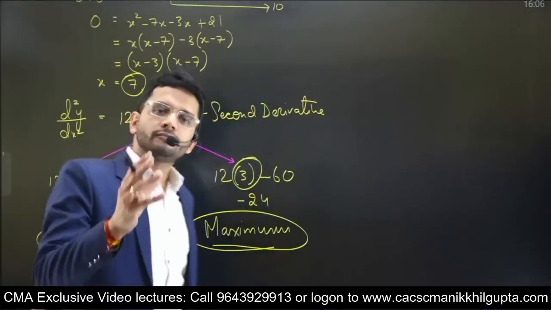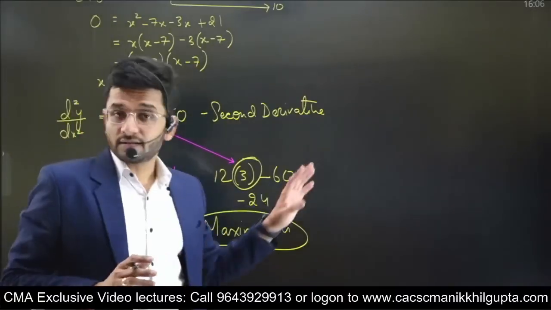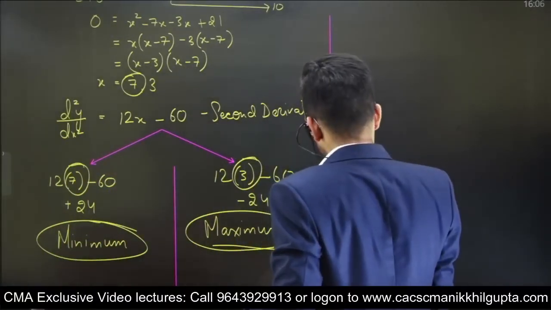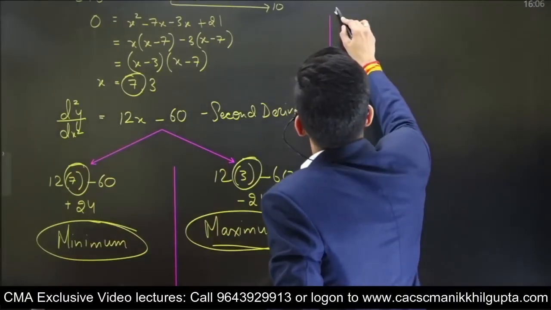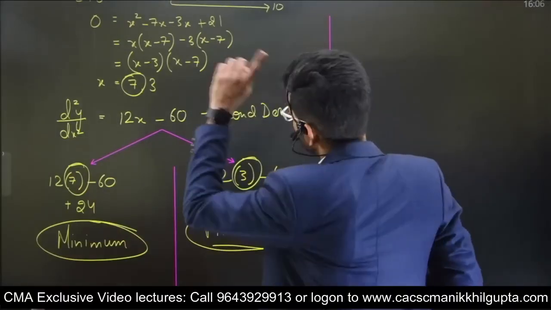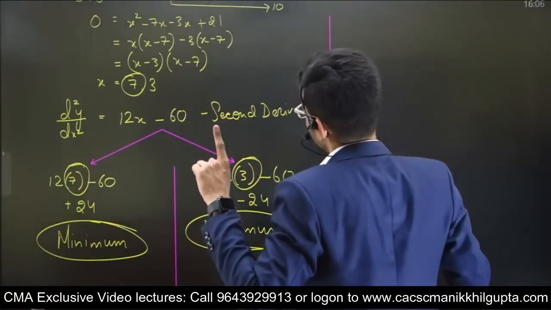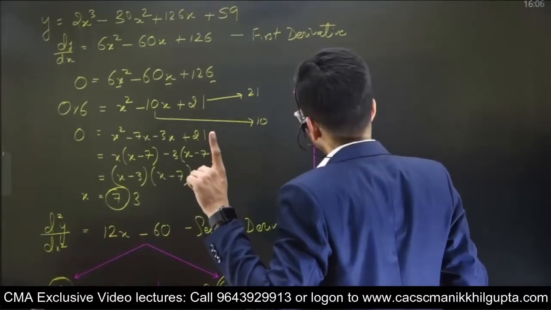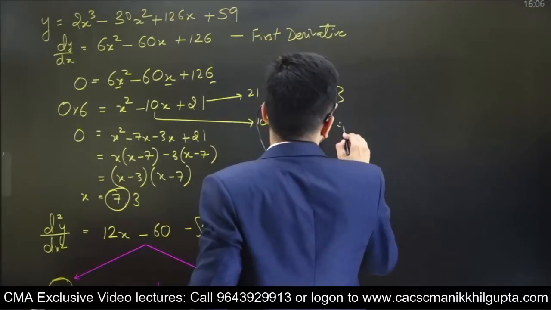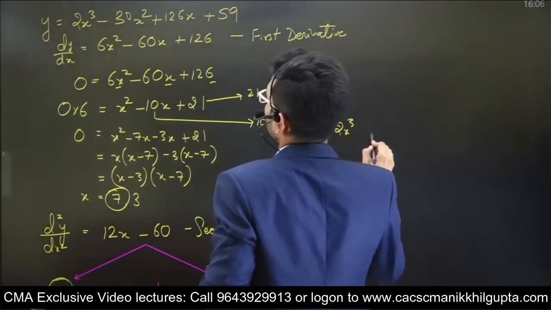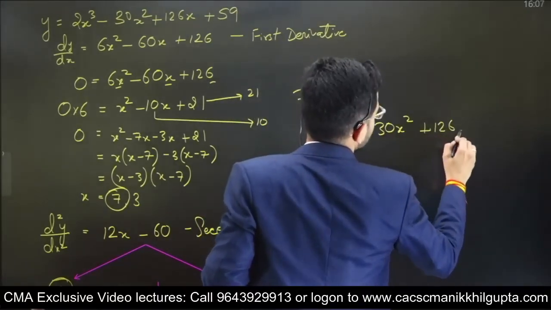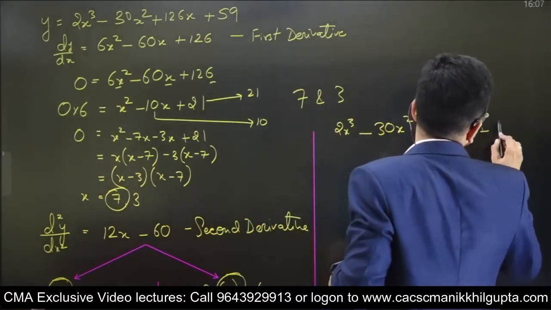Now I have to prove this conclusion to you. You don't have to prove this before the examiner, because the examiner already knows this. But just to prove it to you, I will put these two numbers in the equation. What is my original equation? My original equation is 2x cube minus 30x square plus 126x plus 59.